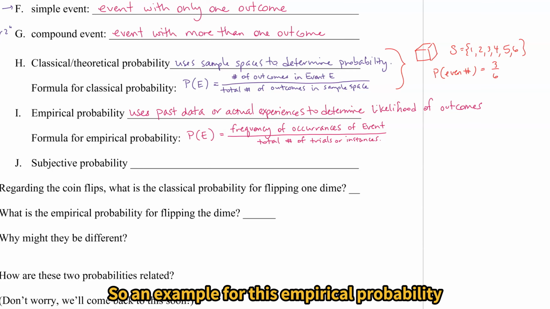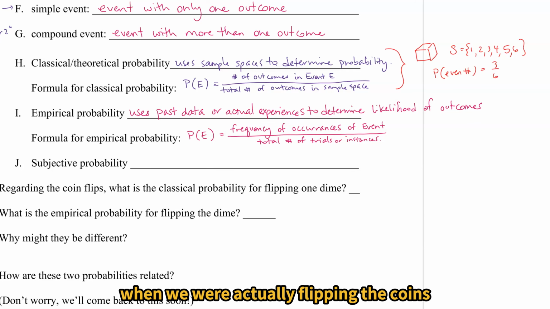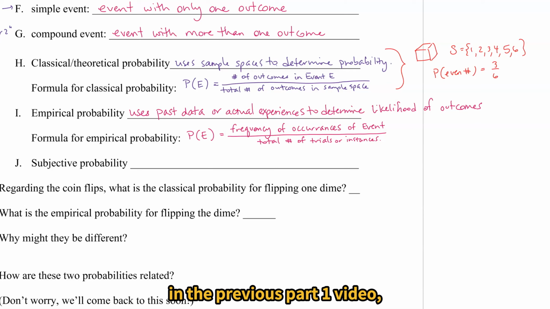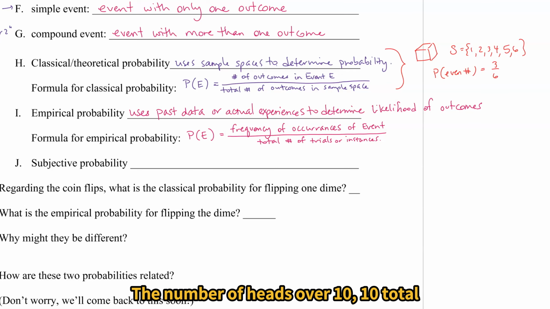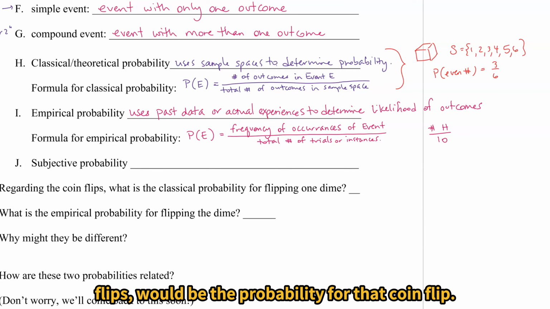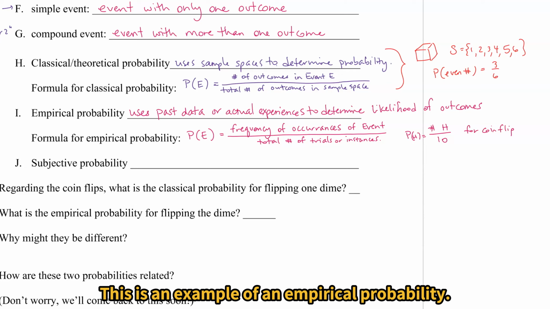So an example for this empirical probability would be going back to when we were actually flipping the coins in the previous part 1 video, where we were flipping coins and determining outcomes. The number of heads over 10 total flips would be the probability for that coin flip. So probability of a head, number of heads out of 10. This is an example of an empirical probability.